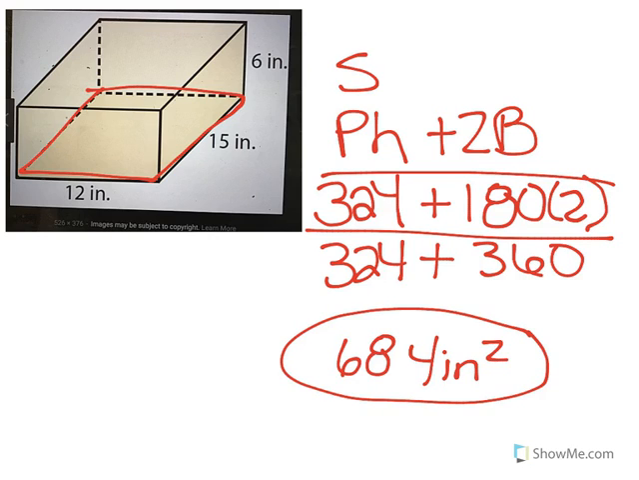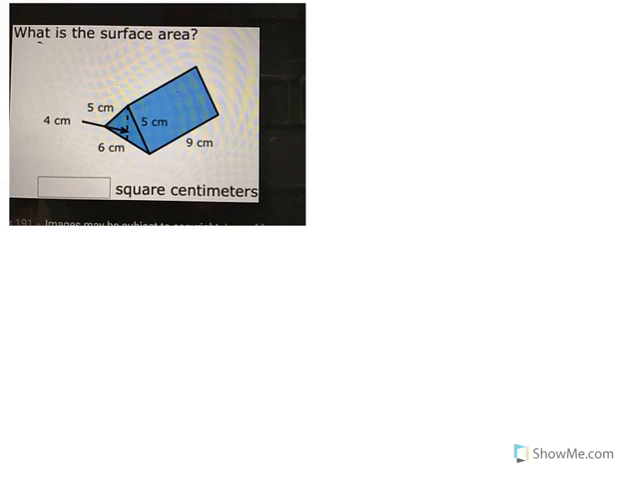So how do you find total surface area? Start off with the pH. Capital P stands for perimeter of the bottom shape. H stands for height of the 3D shape. And then plus 2B, 2 capital B. Capital B stands for area of the bottom shape. This is a rectangle. 12 times 15 is 180. And you're going to make sure and plug it in the formula because 180 times 2 is 360. Add them up, follow the order of operations, and you get 684.